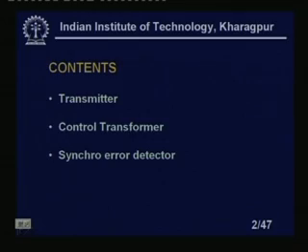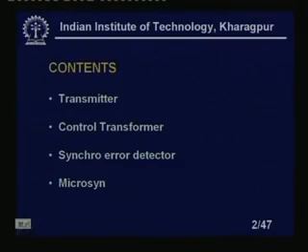Then we will discuss the Synchro error detector. Synchro can be used as an error detector because a misalignment of the two shafts can be detected, since we will get a proportional output voltage from the misalignment of the shaft. That can be utilized in any control system. We will also discuss the micro scene or micro Synchro, which is a smaller version of the Synchro.